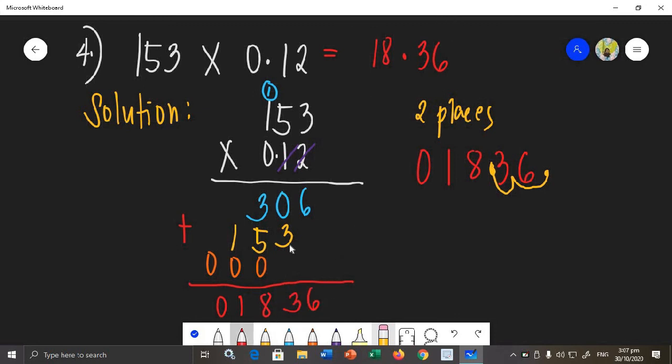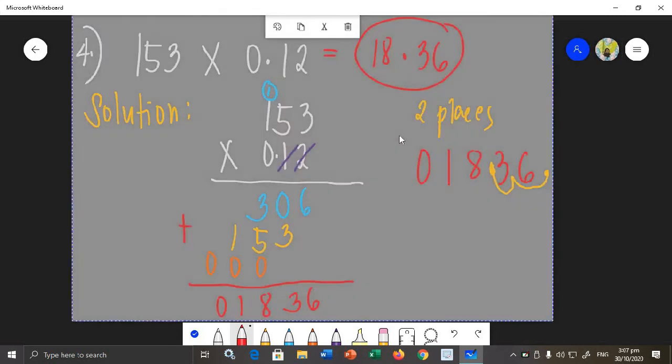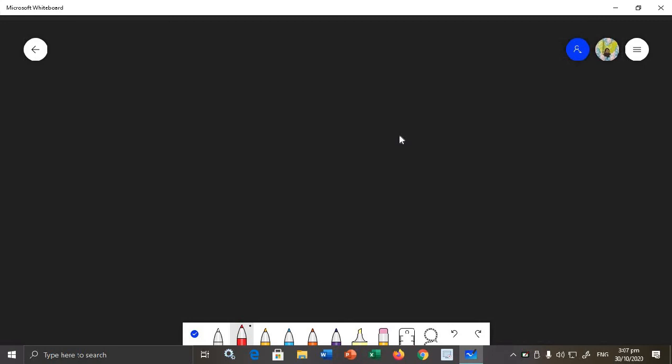That is your product. Okay? And then lastly, how do we multiply mixed decimals? So, kapag mixed decimals, ito yung mga decimals na may, of course, na may whole number. Kaya siya tinawag na mixed decimal, kasi merong mixed number na nakalagay.